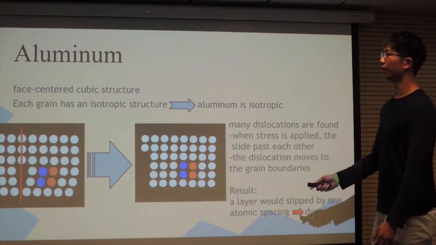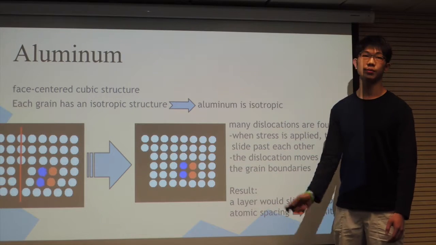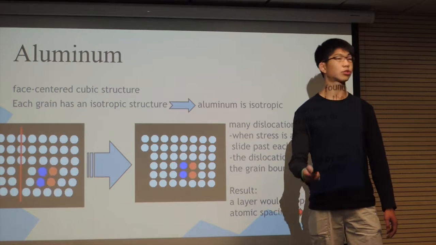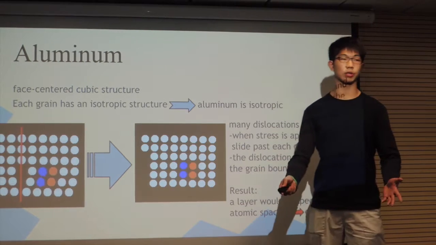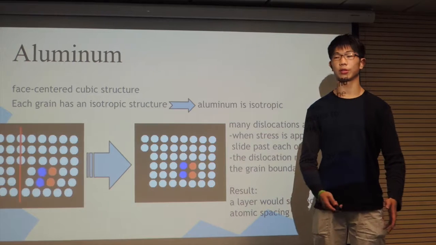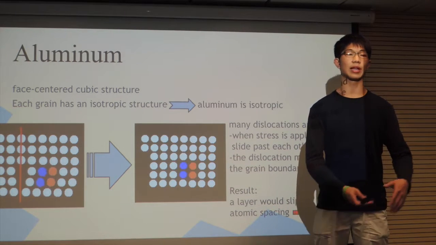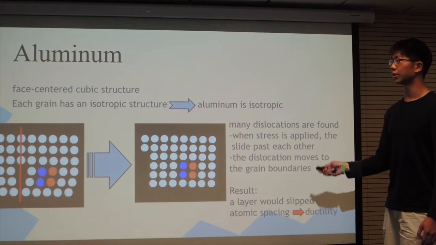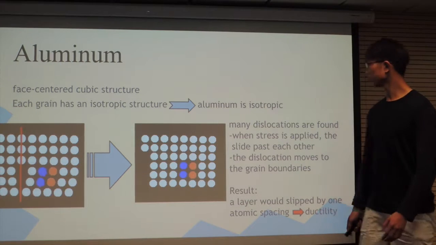And this is a part talking about the aluminium structure. So it has a face-centered cubic structure, and each grain actually has an isotropic structure. So by isotropic structure, it really refers to every grain within the aluminium being aligned in a single direction. So that would be a directional alignment, and all this has made the aluminium an isotropic element.